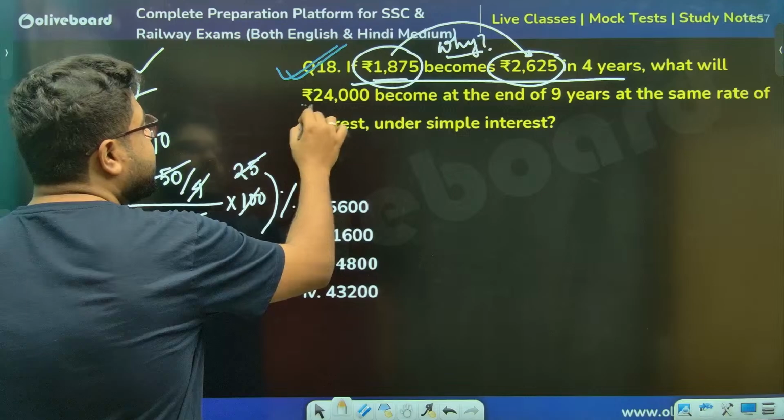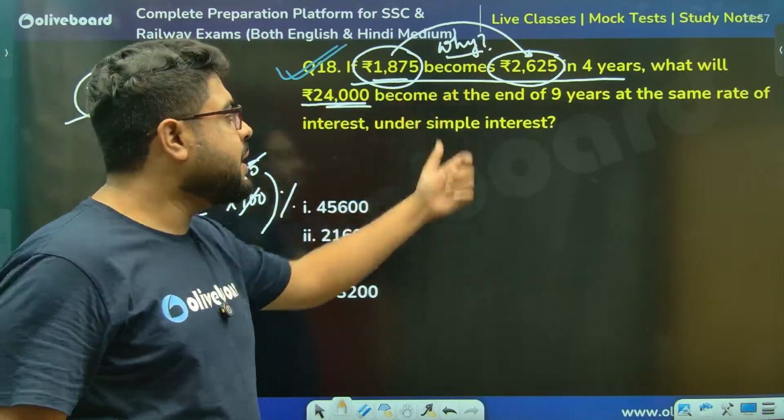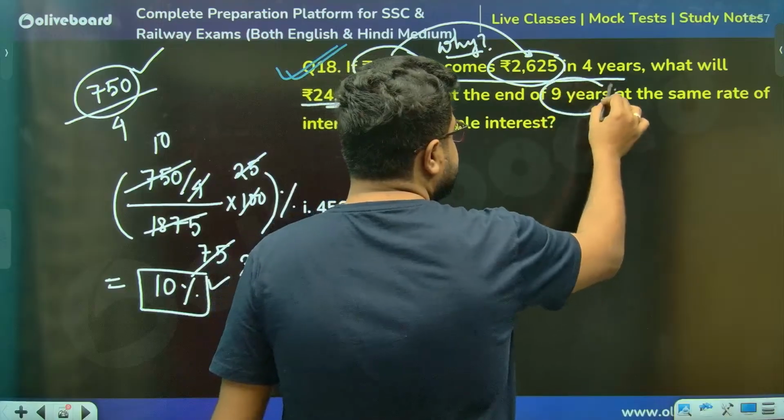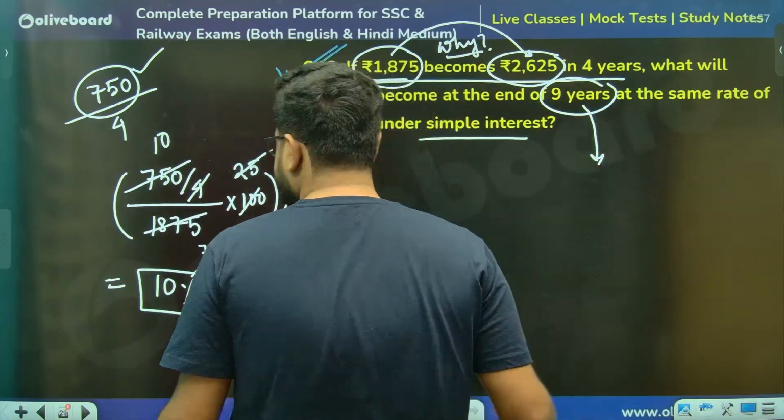Now they are asking, what will 24,000 rupees become at the end of 9 years, at the same rate of interest under simple interest. Sir, rate of interest 10%.